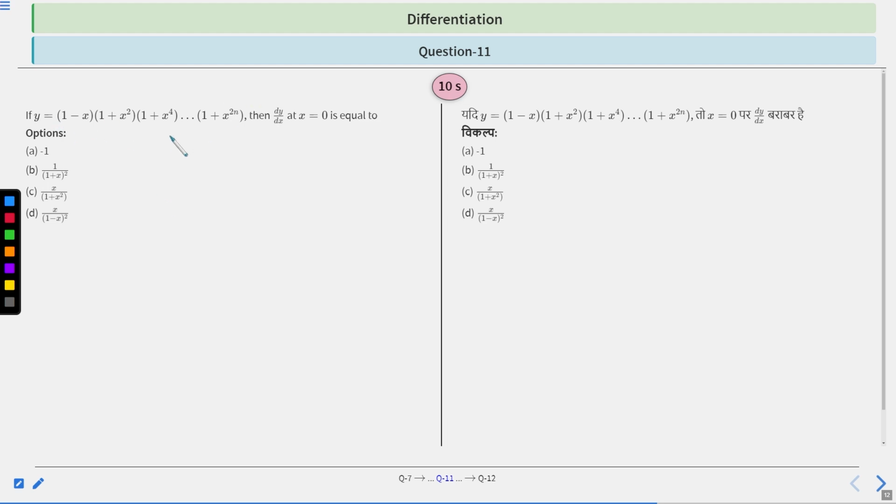How will we simplify this equation? See, we know the formula for things like 1 plus x square, 1 plus x to the power 4. Clear?